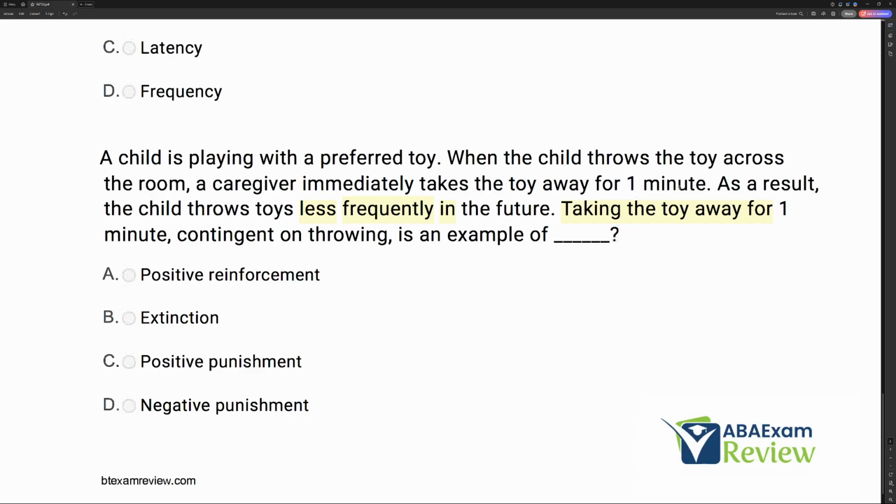Now, if we are removing something, right, we're removing the toy, we're taking it away, is that positive or negative? Well, of course, that's going to be a negative procedure, right? Remember, extinction, we're withholding stuff. We're not adding or taking away. So it's got to be some sort of negative procedure that's decreasing behavior. And if we have a removal of something that decreases behavior, that's got to be negative punishment.